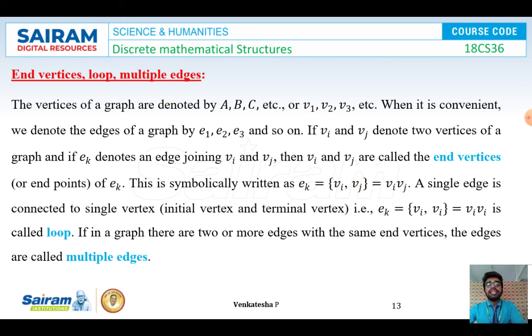Now an edge connected to a single vertex is called a loop. I mean the initial vertex and the terminal vertex of a particular edge are the same. It is denoted by Ek equals (Vi, Vi). Now a graph having two or more edges with the same end vertices is said to have multiple edges.